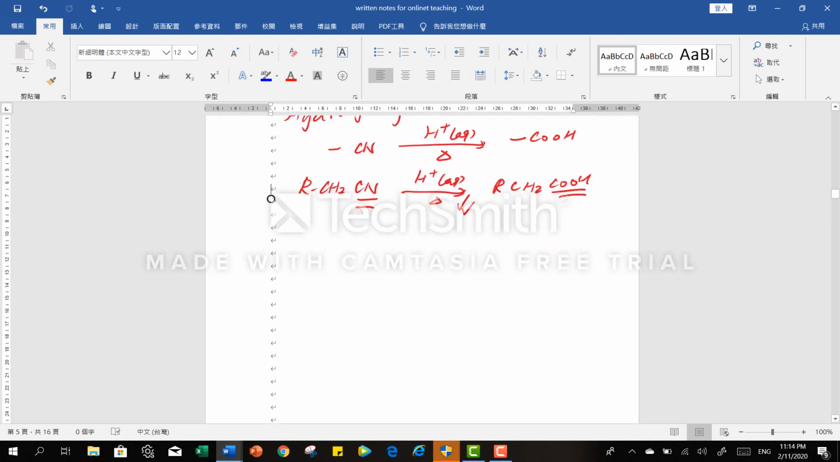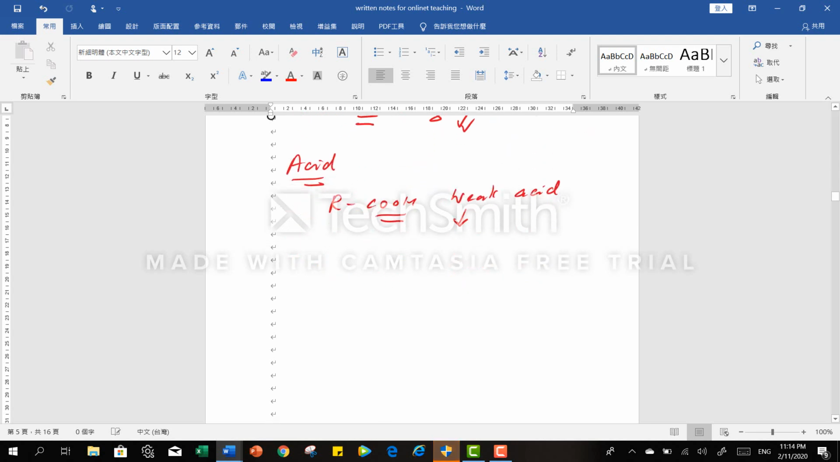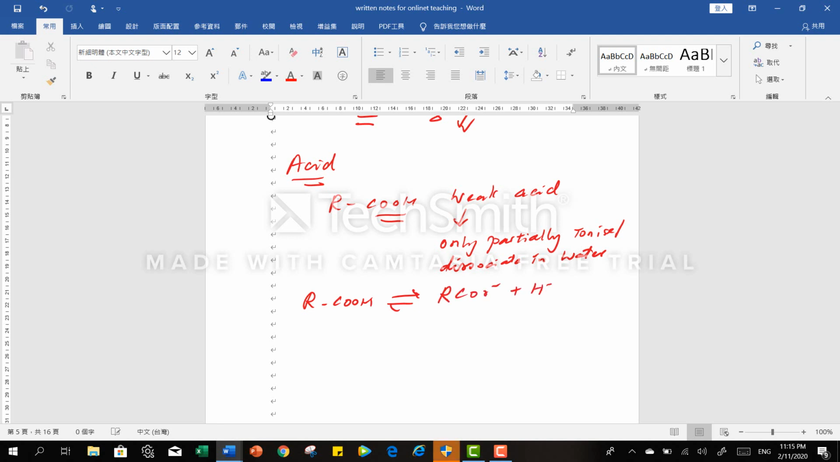Now, let me tell you about the carboxylic acid. Normally when the organic acid contains a COOH group, it is a weak acid. So do you remember what weak acid means? It means it can only partially ionize, or you can use the word dissociate in water to form hydrogen ion, right? So normally we use a reversible arrow to represent what's going on, okay?